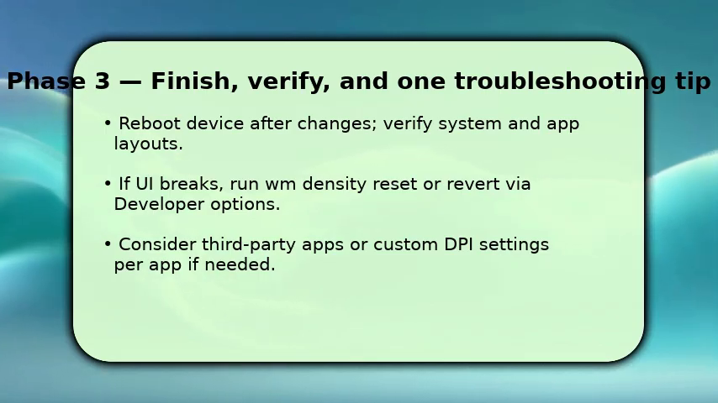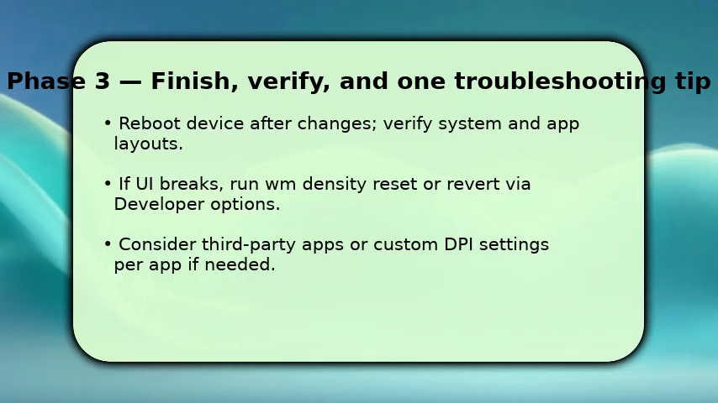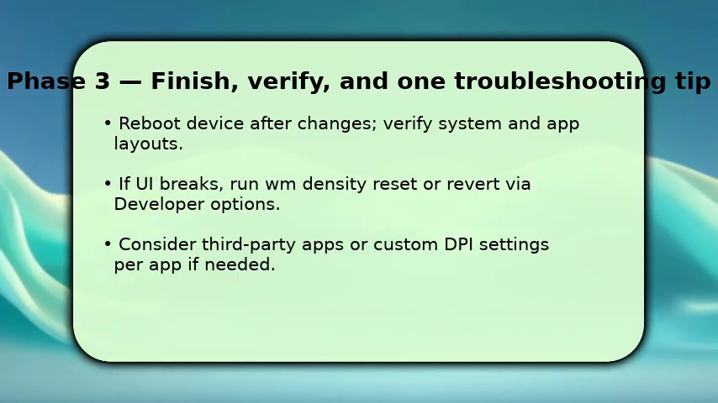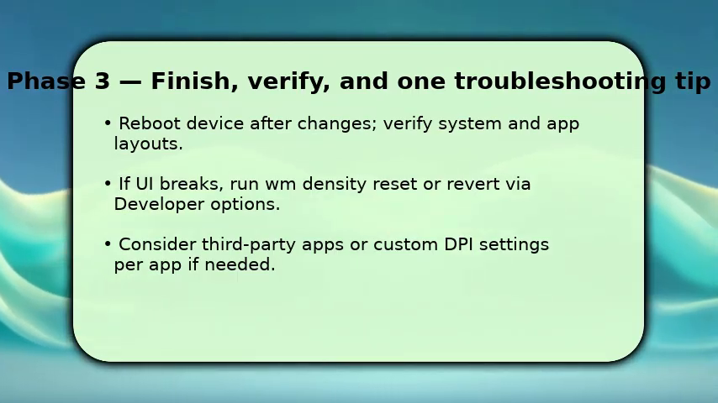Make sure to test orientation and keyboard input too. If you still need adjustments, consider per app scaling tools or launchers. Troubleshooting tip: if the system becomes unstable, boot to recovery or safe mode to undo the change.